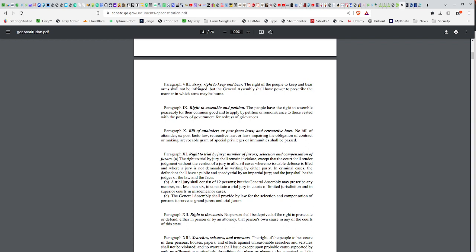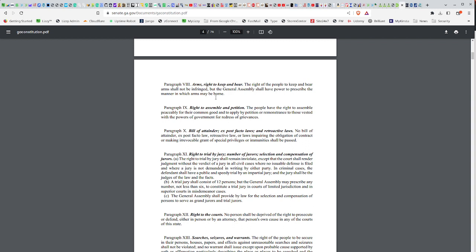However, if I look at the current Constitution for the state of Georgia, I don't think there's even any mention in here about a militia, but it says arms. So this is the right to keep and bear arms. It says the right of the people to keep and bear arms shall not be infringed, but the General Assembly shall have power to prescribe the manner in which arms may be borne. So for the state of Georgia, it has an amendment in here that protects us from the government being able to take our arms.